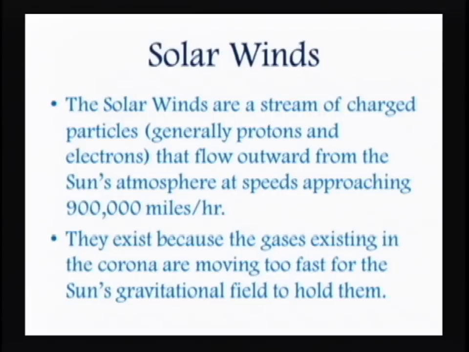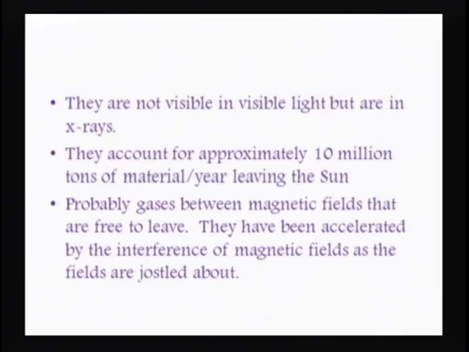These protons and electrons, these charged particles, are just coming out of the sun at speeds approaching 900,000 miles an hour. That's almost 1,000,000 miles an hour, guys. At that point, as I said earlier, the sun simply can't hold them. So it heads out. And if we happen to be in the way, us being the Earth, then we're probably going to have lots of really cool northern and southern lights. Like I said, they're not visible in visible light, but they certainly are visible in X-rays. And they account for approximately, notice that, guys, 10 million tons of material that leave the sun every year.